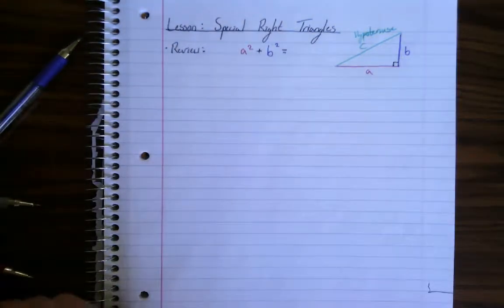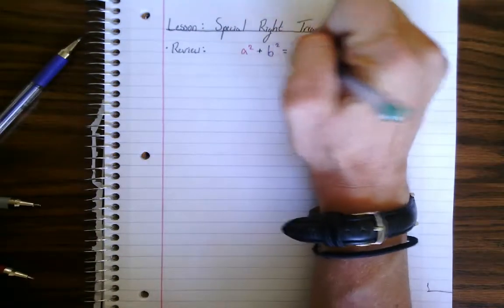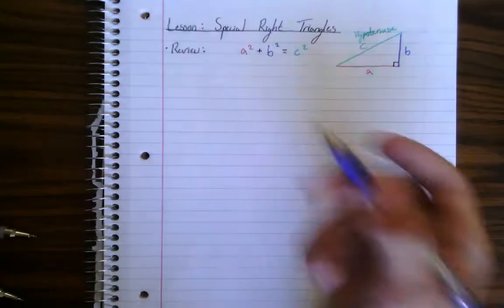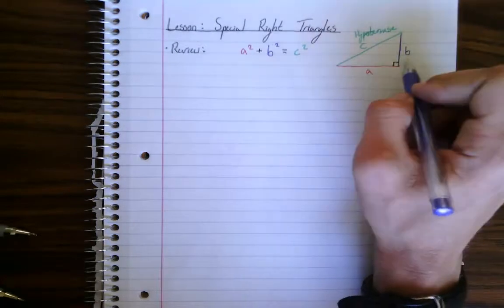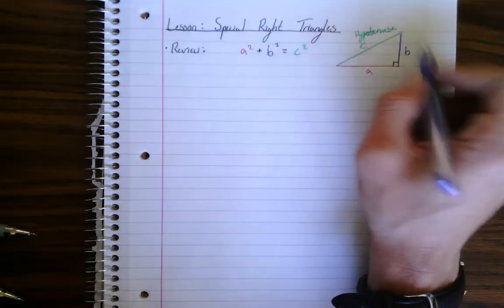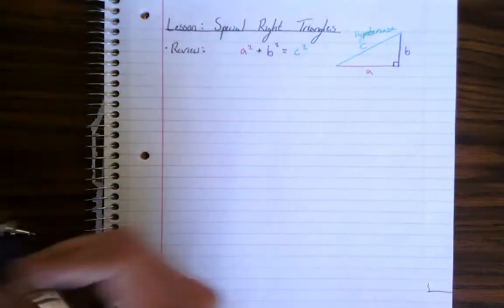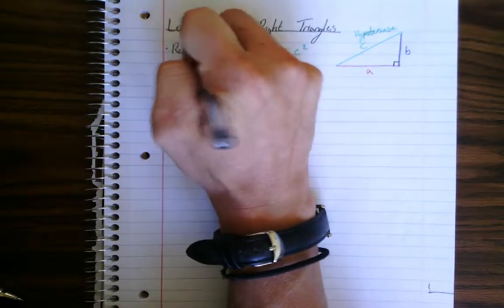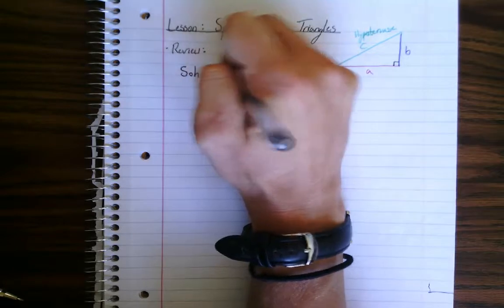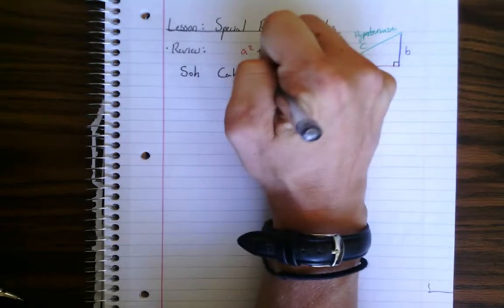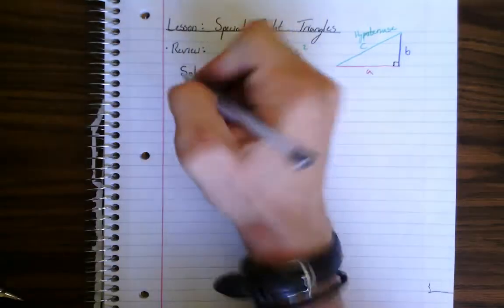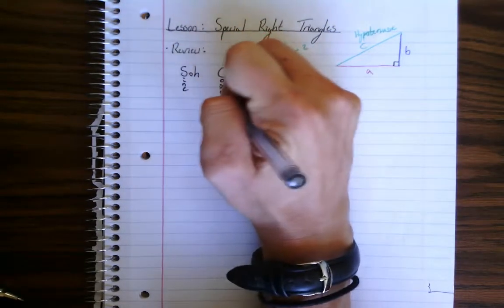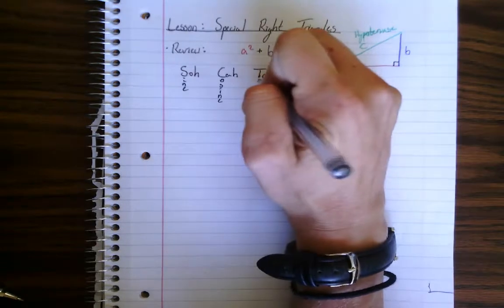We also learned about some specific trig formulas. If we had an angle and one of the sides, we could actually find the other sides. And this was following SOHCAHTOA. So this S stood for sine, the C stood for cosine, and the T stood for tangent.